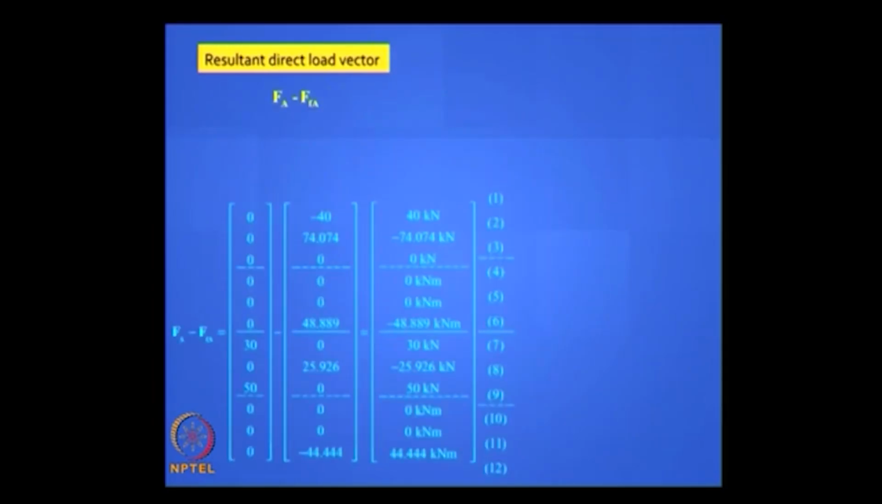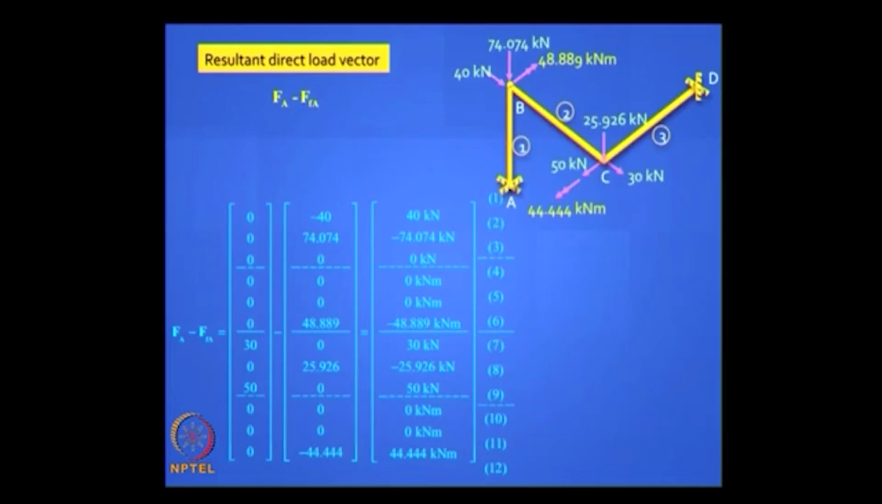FA minus FFA is your net load vector, and nice to draw a sketch. This is what you get. So your distributed loads have been conveniently converted to equivalent joint loads. You are now dealing with this structure, you are analyzing this structure, and the displacements you get in this structure will be exactly equal at the joints to your original loading.